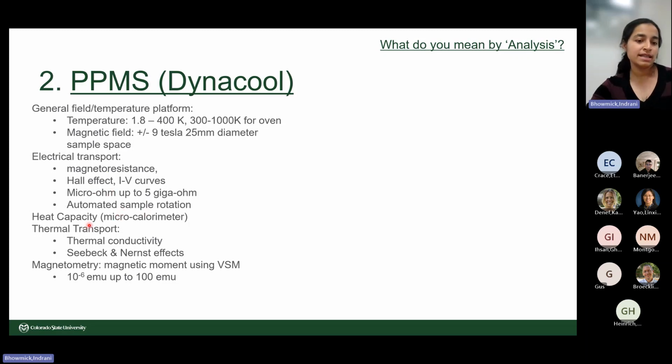Heat capacity measurement usually helps with phase identification and phase transitions. Other than that, we have thermal transport and simple magnetometry, which we also have in the MPMS, just more sensitive in the MPMS compared to the PPMS.